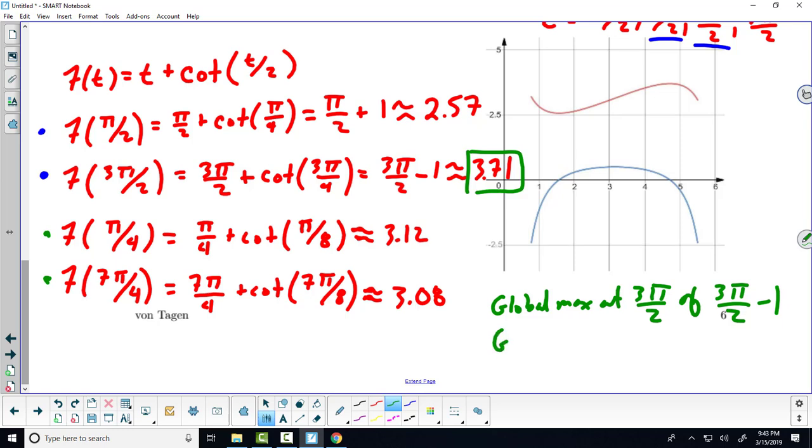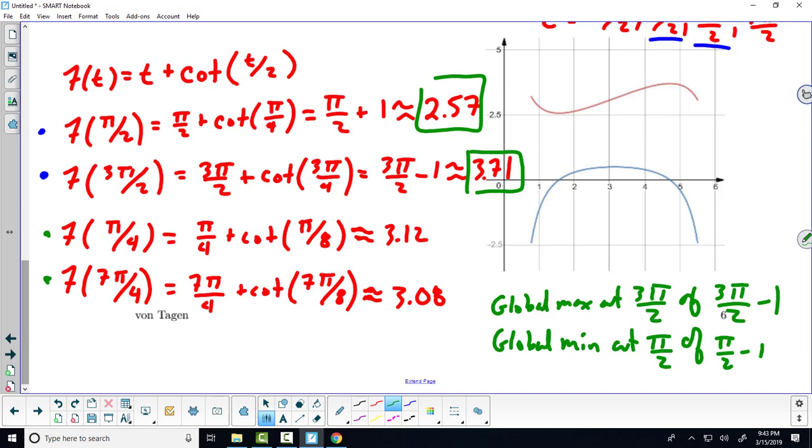And then we have a global min where? Well, which of these values is the smallest? It is right here. So we have a global min at, and again, let's give the exact value, pi over 2, of pi over 2 minus 1.